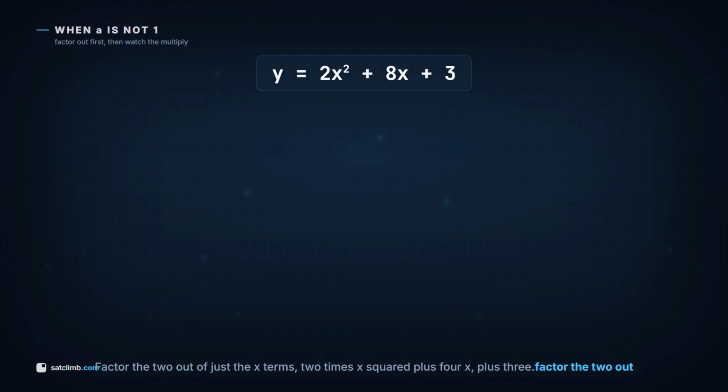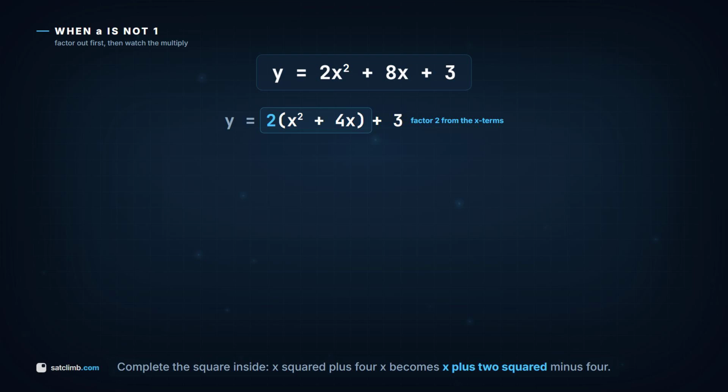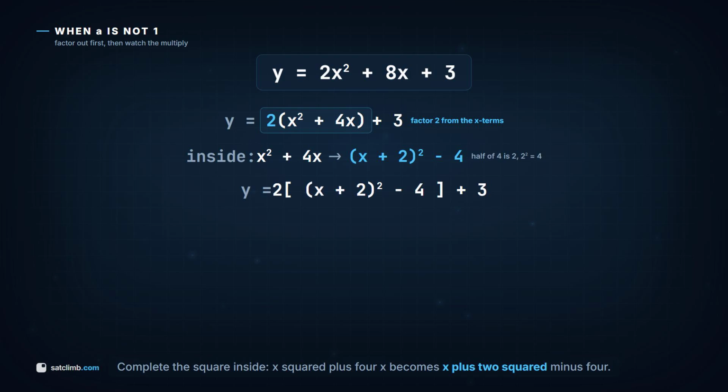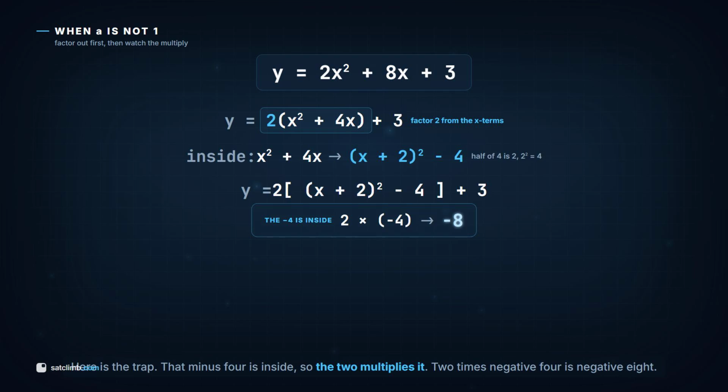What if a is not 1? y equals 2x squared plus 8x plus 3. First, factor the 2 out of just the x terms. 2 times (x squared plus 4x) plus 3. Now complete the square inside. Half of 4 is 2, squared is 4, so inside we get (x plus 2) squared minus 4.